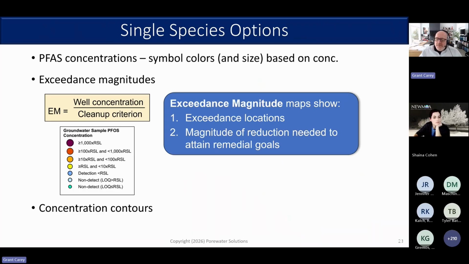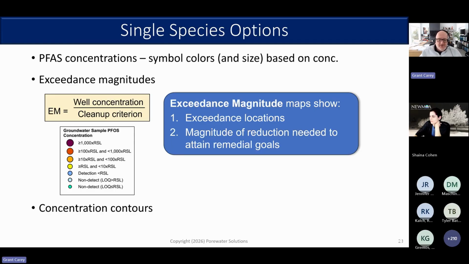One thing that I find really effective is actually what I call exceedance magnitudes. I think Chuck Newell framed that term actually. And it's really just the ratio of a PFAS, let's say PFAS or PFOA concentration at a well. It's a ratio of that to the cleanup criterion. So if you have an exceedance magnitude of 10, it means that the well concentration is 10 times the cleanup criterion. That's all it is.